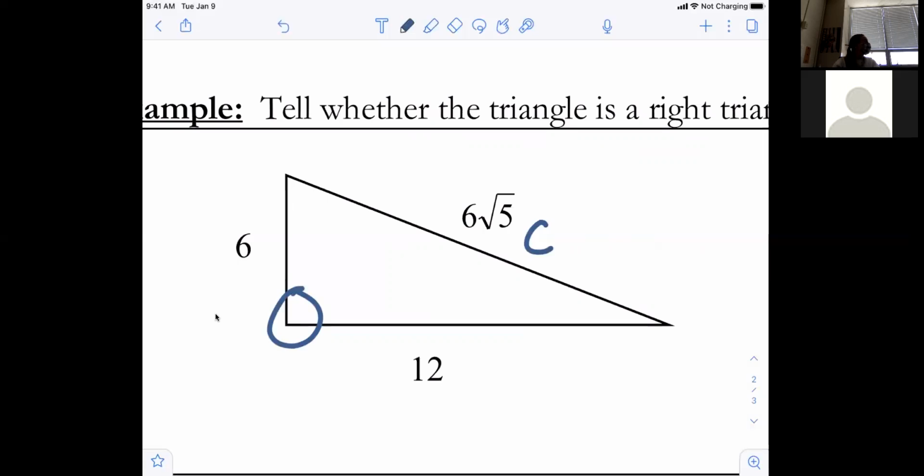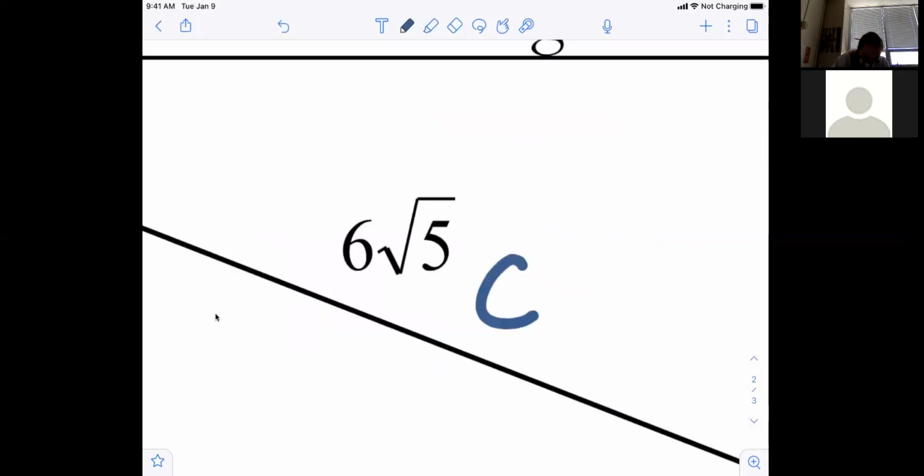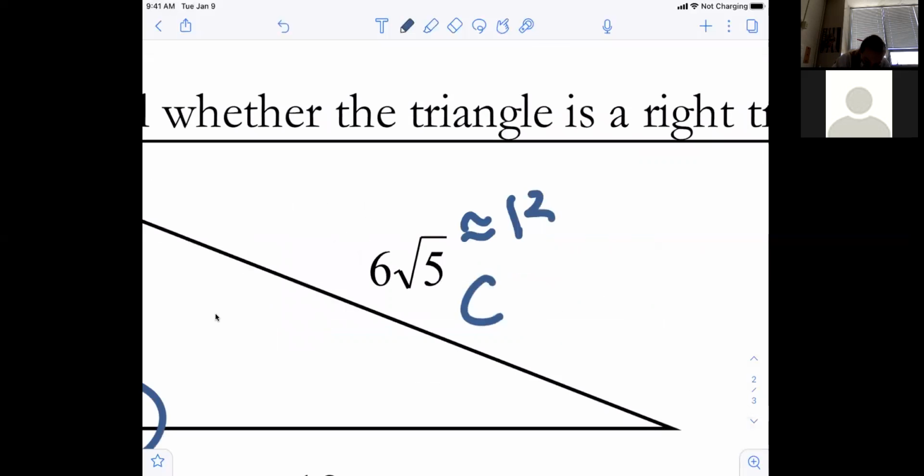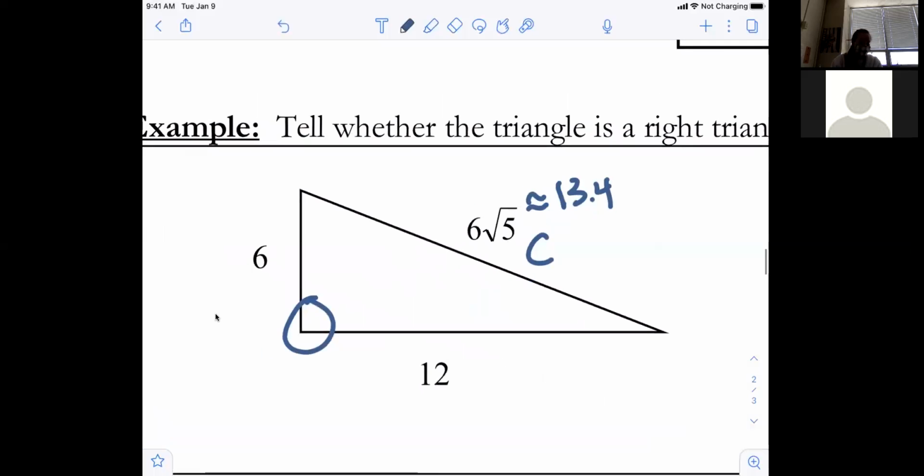So you can always throw it in your calculator and ask, what would 6 root 5 be as a decimal? What would that be in comparison to 12? So I'm going to do that really quick. If I do 6 times the square root of 5, I get 13.4. So that's another way to know that that is definitely the biggest side. So we're going to say c is 6 root 5. b and a are interchangeable, but the biggest side is 6 root 5 here. Everyone okay with that? Okay. Let's do it then.